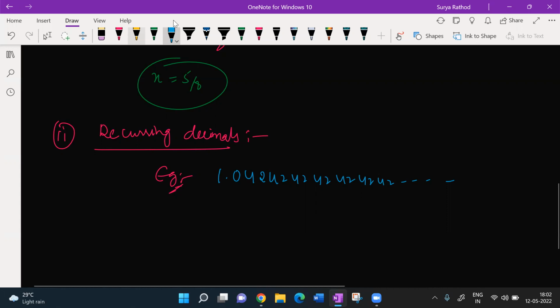Look at this here, 42. So this can be written as what now? This can be simply written as 0.42 bar. You have to keep the bar on 42. Why? Because only 42 is repeating. Check: 42, 42, 42, 42. Every time 42 only is repeating here. So we have to keep a bar on 42.